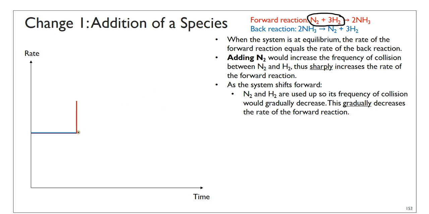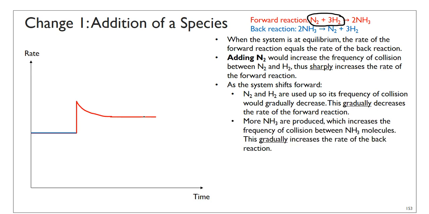So the forward reaction will have a sharp increase in reaction rate as the change is applied, and then it's going to gradually decrease because the response is that you have more forward reaction and you reduce the frequency of collision between the reactants. Now, at the same time, because the response is to have more forward reaction, more NH3 is going to be produced, and that is going to increase the frequency of collision between NH3 molecules because you're producing more reactants for the back reaction.